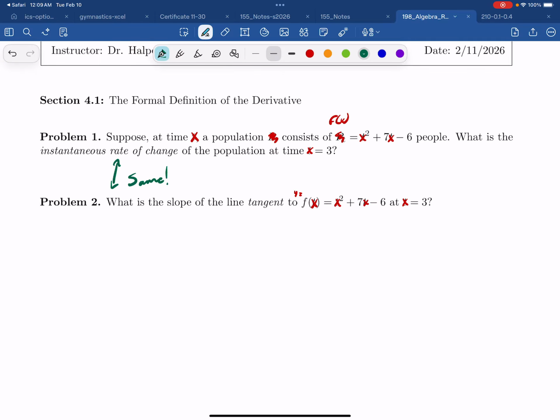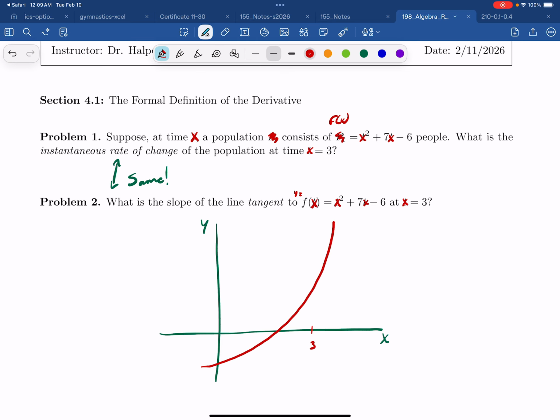So consider problem 1, and suppose that we graph this curve, right? So we have something like this. X-axis, y-axis. I don't think the parabola is super nice, but it's something like this. And suppose right here is x equals 3. Of course, we have this value, f of 3. I'll keep f of 3.